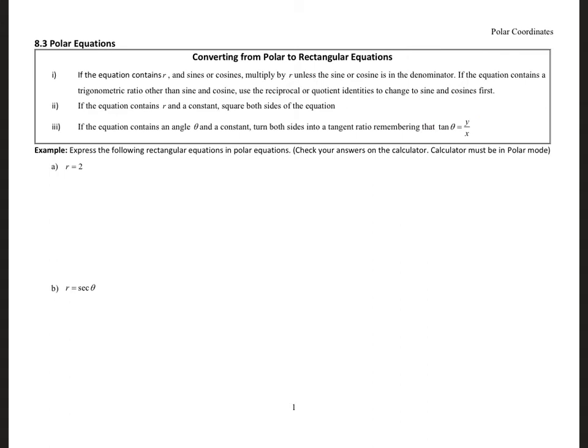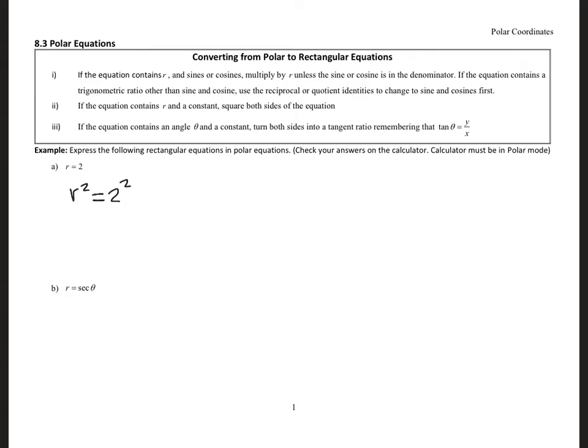Let's do some examples here. Express the following rectangular equations into polar equations. Okay, so here we are going to follow guideline number 2 because the equation contains r and a constant. So that means I'm going to square both sides. So r squared is equal to 2 squared.